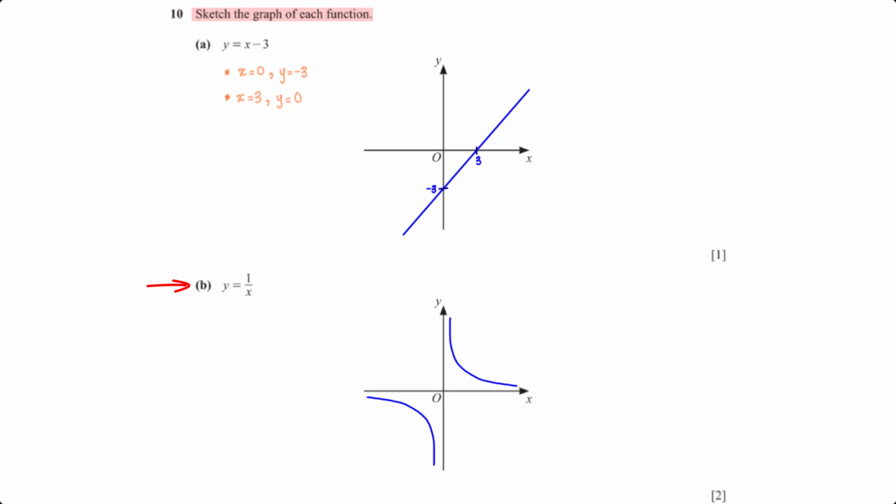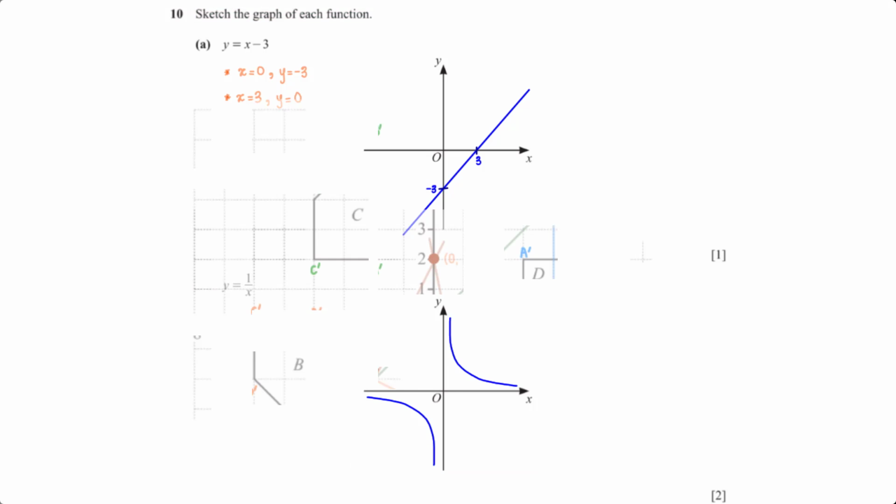For this function, we have y equals 1 over x. The graph of 1 over x is standard and you can memorize it. Or you can plot some sample points similar to what we did in the previous question. After plotting the sample points, you draw a smooth line passing through the points.